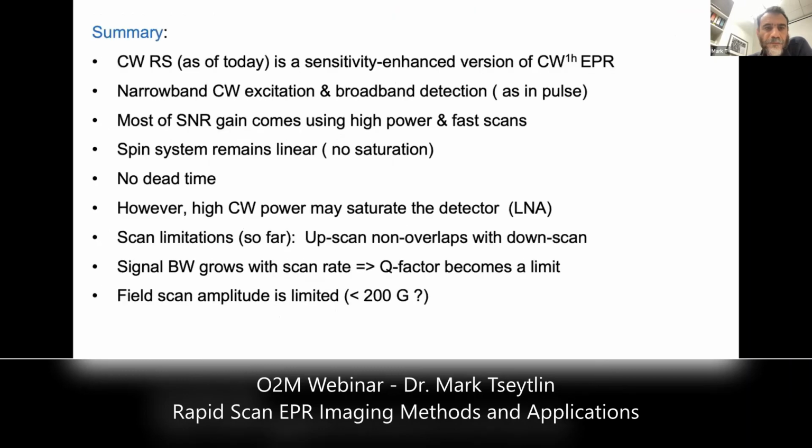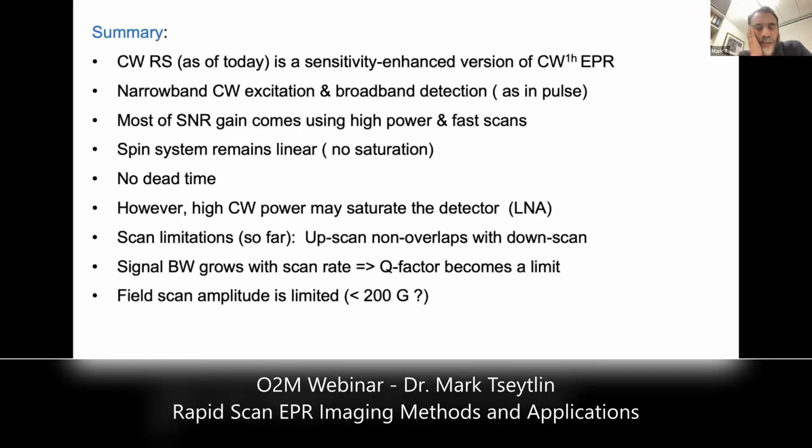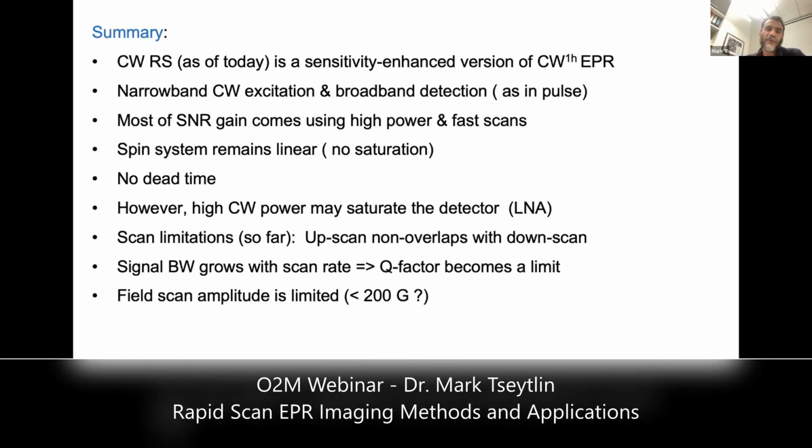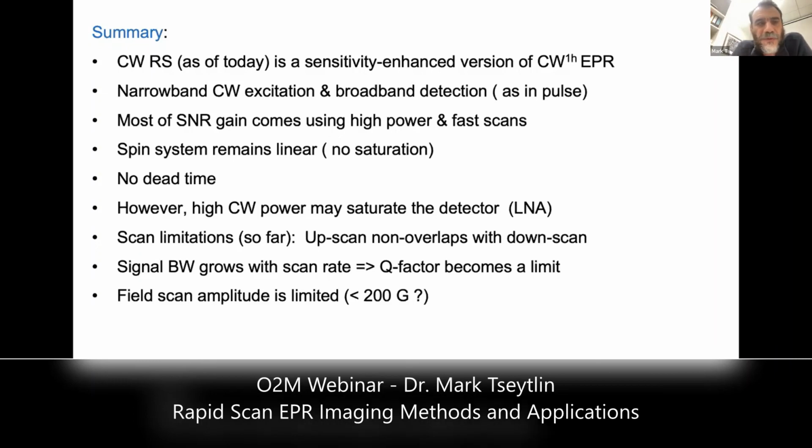So summary. Essentially, CW rapid scan as of today is essentially a sensitivity-enhanced version of the standard CW. In some cases, in the lab, we did some measurements. We got up to 2 orders of magnitude sensitivity enhancement for narrow lines. You have a narrow band excitation, CW excitation, but you have broadband detection as in pulse. Again, most of the SNR gain comes from using high power and faster scans.